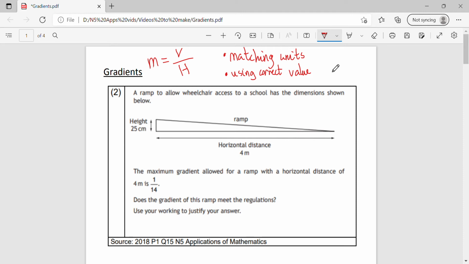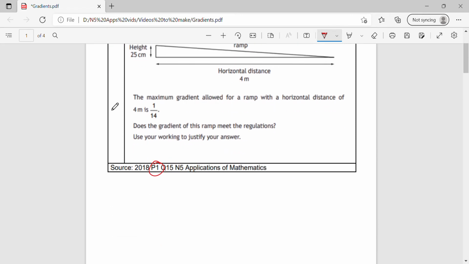So we've got this question here, we've got a ramp that, to allow wheelchair access to a scale, has the dimensions shown below. The maximum gradient for a ramp with this distance is 1 over 14. Does the gradient meet the regulations? Use working to justify your answer. So we've got a paper 1, so it's non-calculator. Gradient is vertical over horizontal.